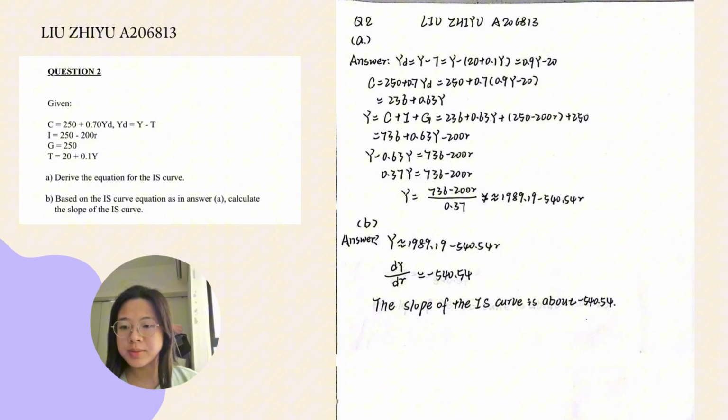The fourth step is to simplify the equation. Y minus 0.631Y equals 736 minus 200R. Then 0.137Y equals 736 minus 200R. And finally, we can get Y is about 1989.19 minus 514.45R. This is the IS equation.